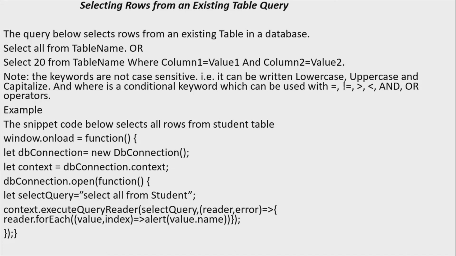But we can delete the second row because we haven't assigned it. We haven't referenced it in another table. And let's see the delete row query.